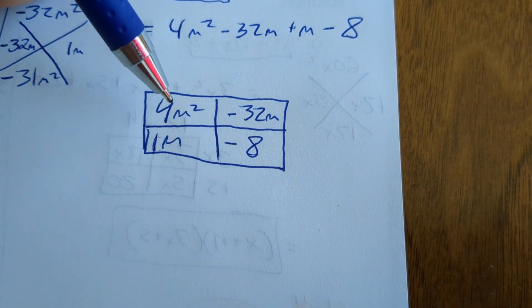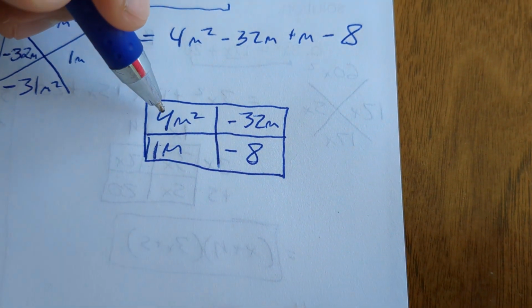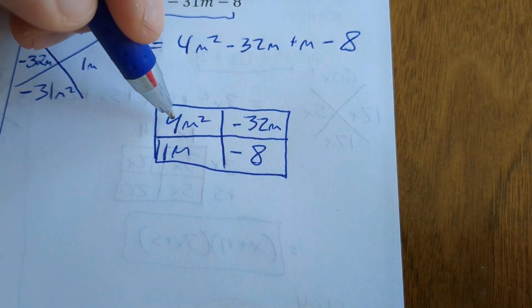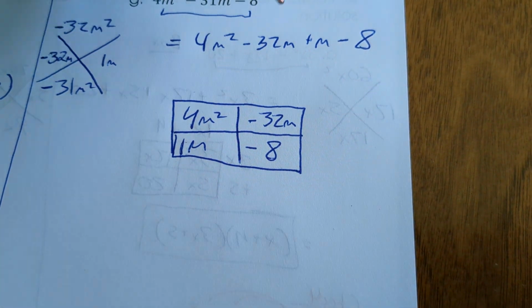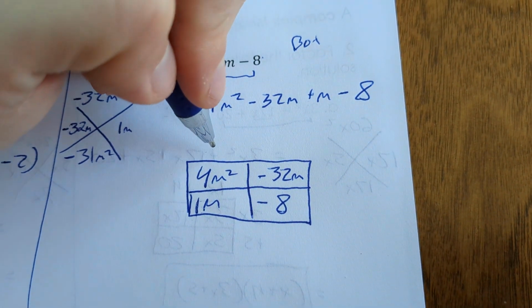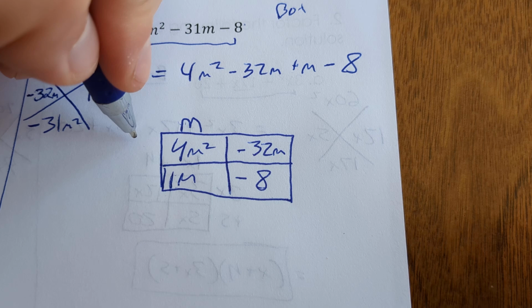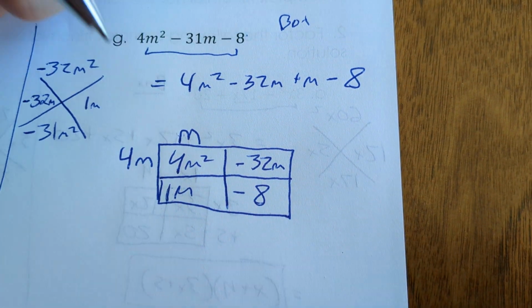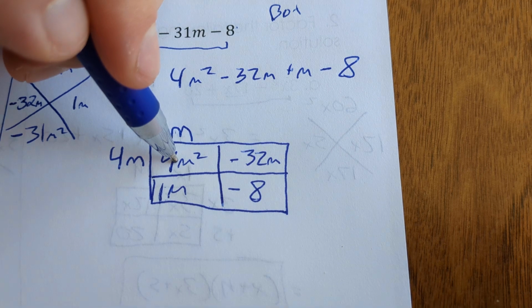So what we need to do is use a different factor of 4. So 2 and 2 isn't going to work. The only other thing that multiplies to 4 is 4 and 1, okay? So what we're going to do is factor out a 1 up here. So it's just going to be m. And then the 4 over here, 4m. Okay? Because 4m times m is 4m squared.